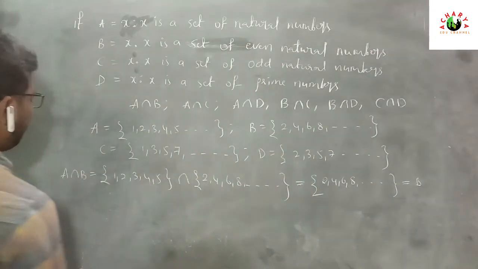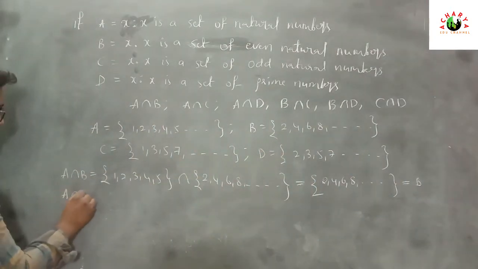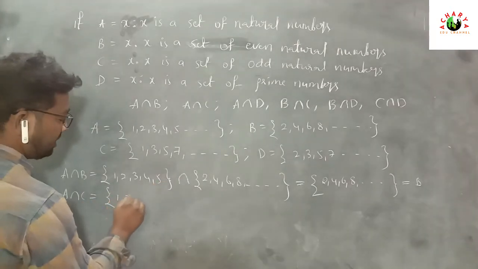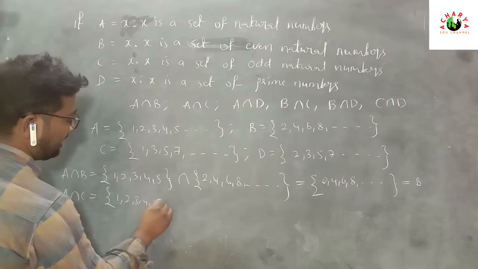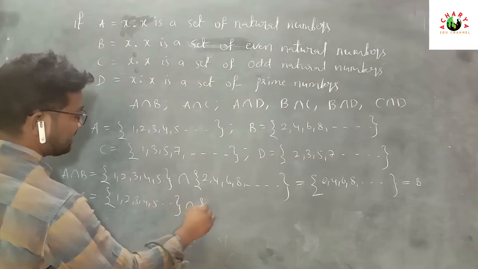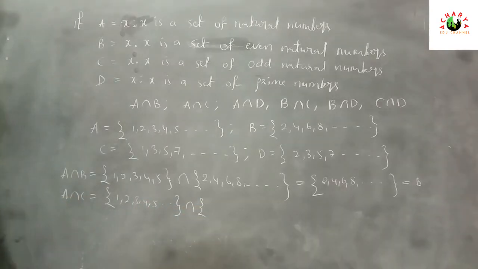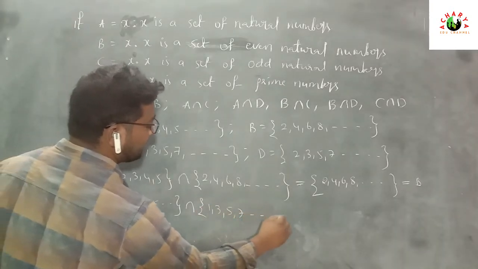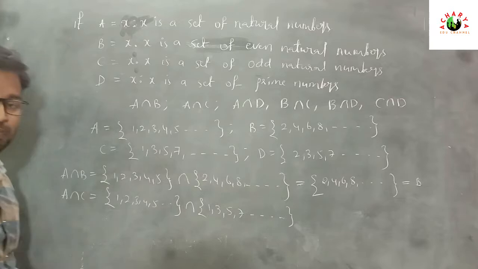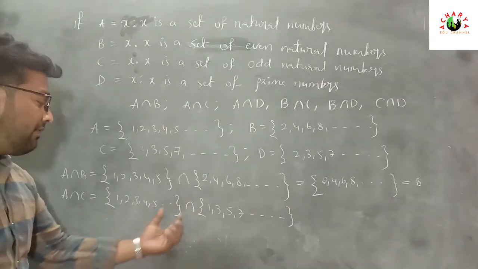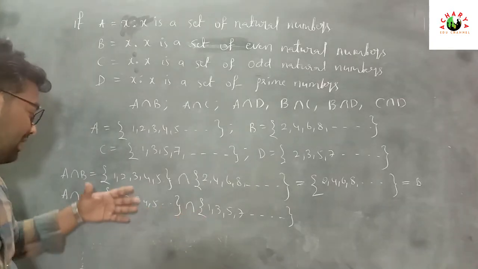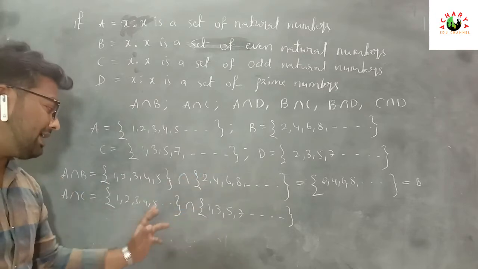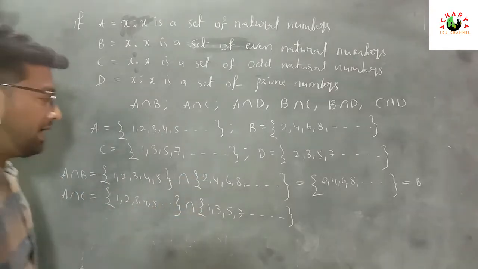Next, A intersection C. A value is the same: 1, 2, 3, 4, 5, and so on. Intersection the C, set of odd natural numbers: 1, 3, 5, 7, and so on. In these two sets, which are the common elements? Here are total natural numbers, here odd natural numbers. So the odd natural numbers are common for both.